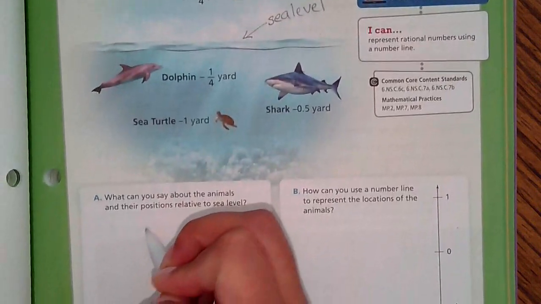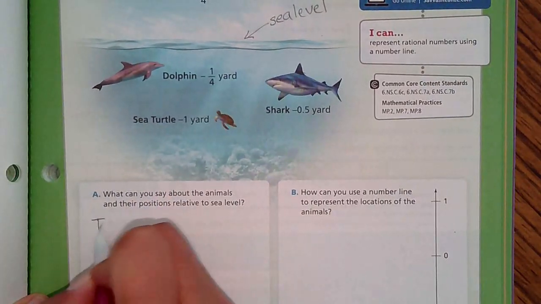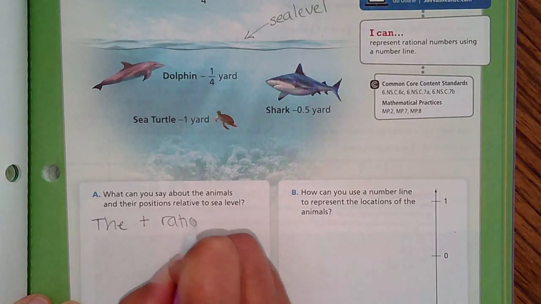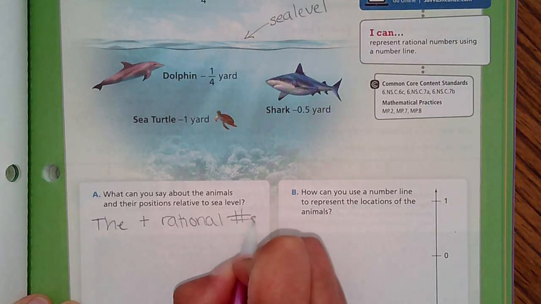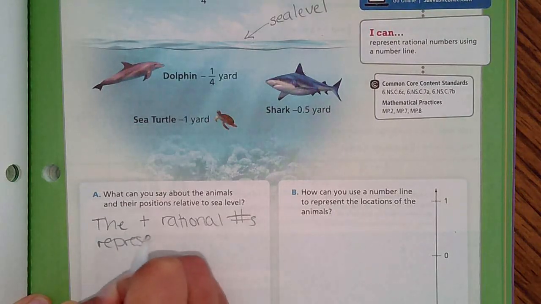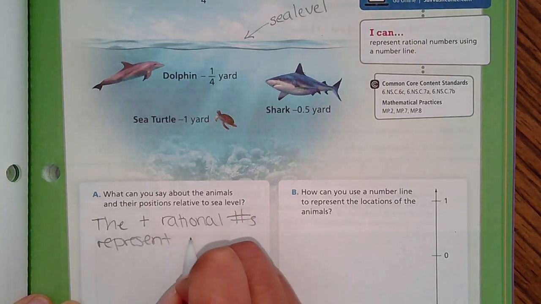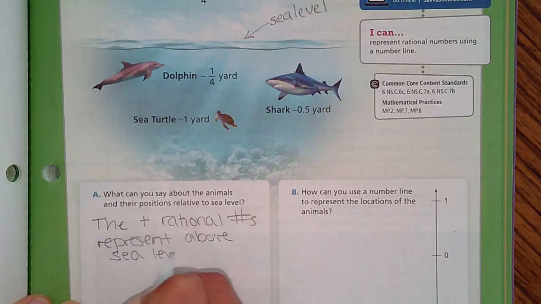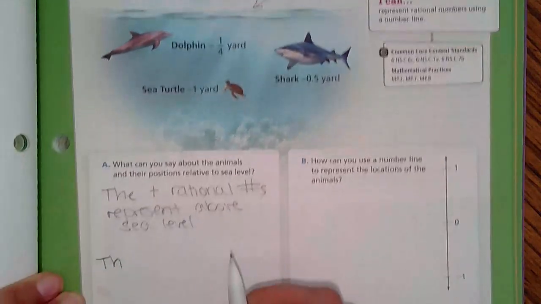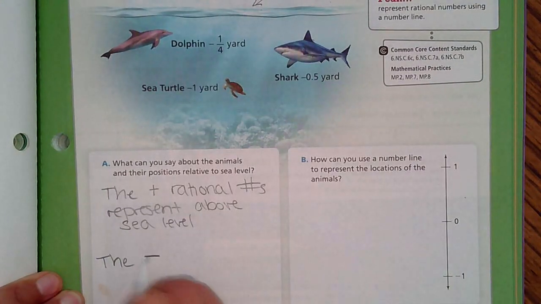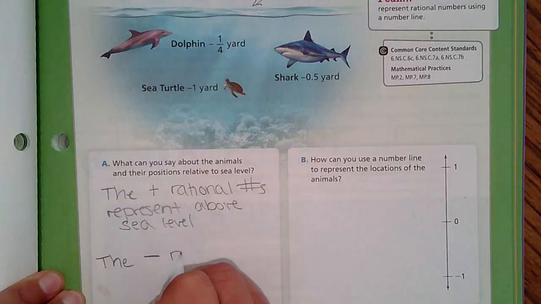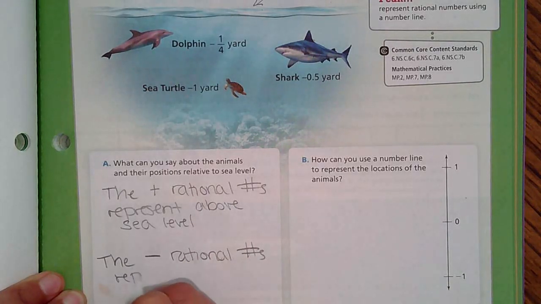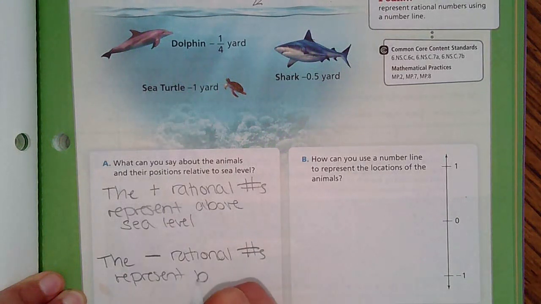So that's what I'm going to write here. The positive, I'm going to use a plus sign for positive. The positive rational numbers represent above sea level. And the negative, I'll use a negative sign to represent that. The negative rational numbers represent below sea level.